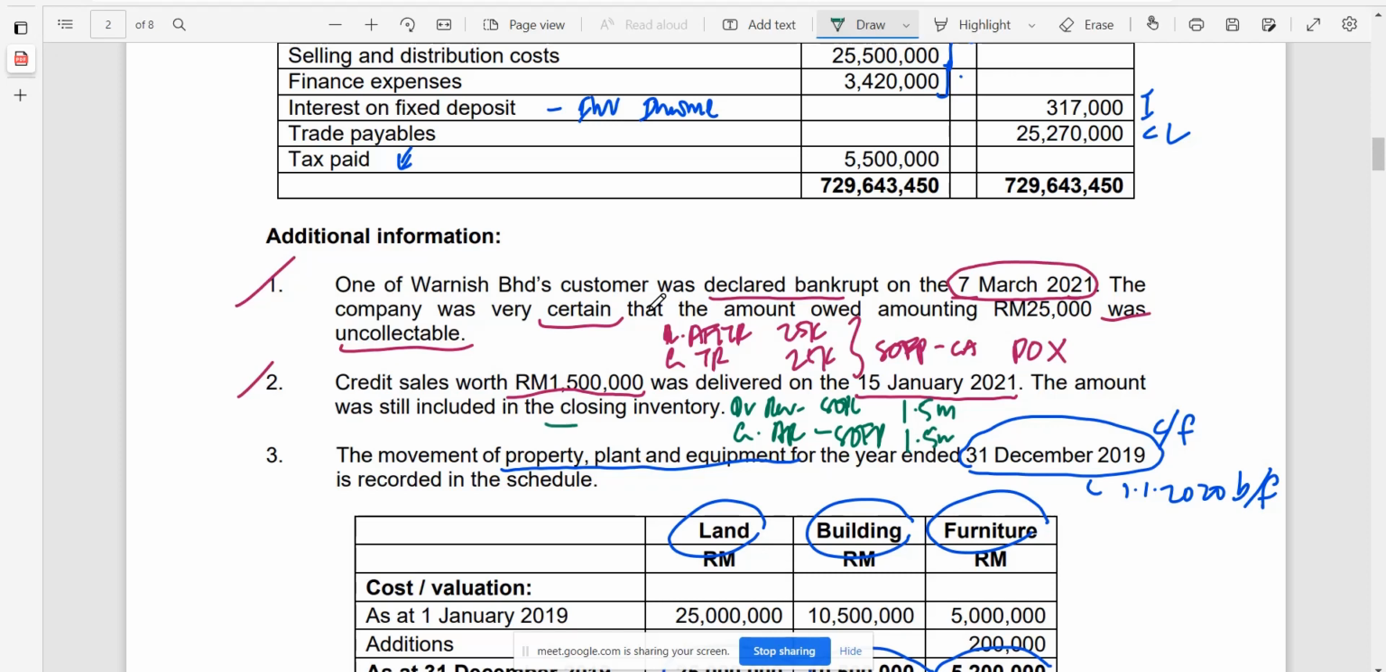However, in the closing inventory, you don't have to make adjustment because that amount was still included, unless the question mentioned that the amount was excluded in the closing inventory, then you do the adjustment to the closing inventory. Are you following me, class?